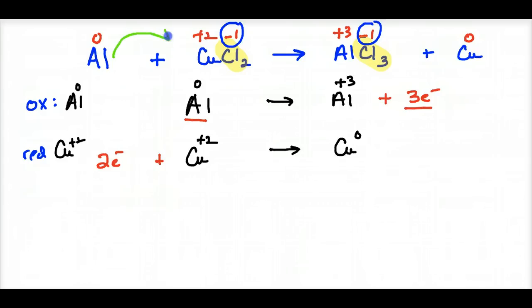This gave electrons to the copper plus 2. And the copper plus 2 became zero charged, and it wasn't attracted to the negative 1 anymore and became free. And aluminum lost 3 electrons, became charged, and attracted to the negative. It makes sense. Okay? So that's what you have to be able to do.